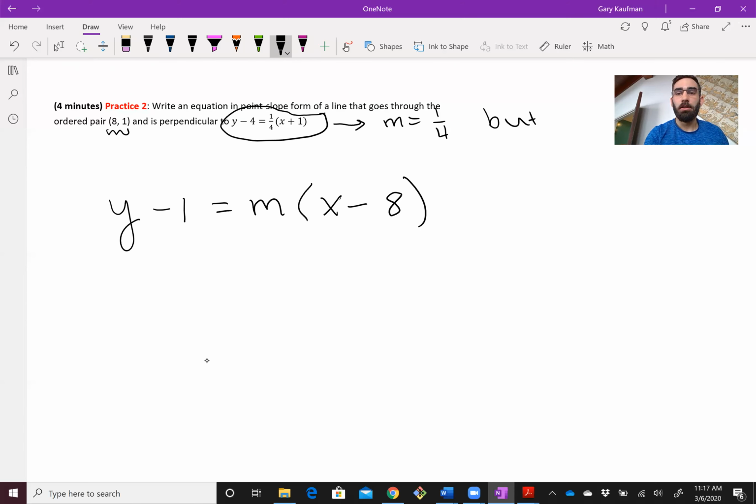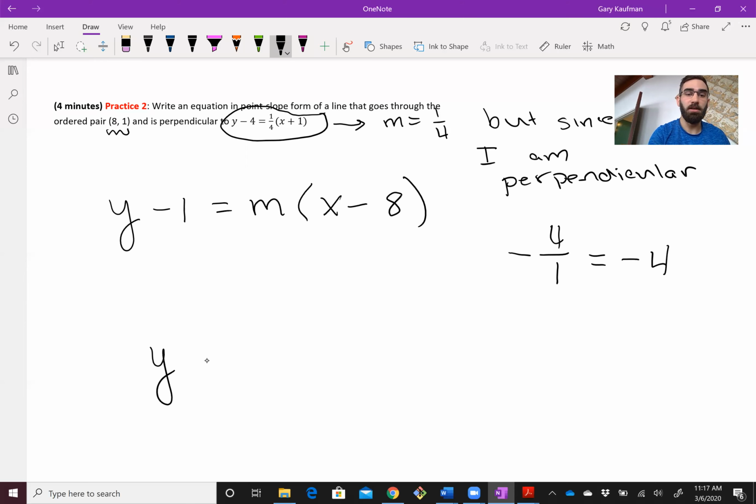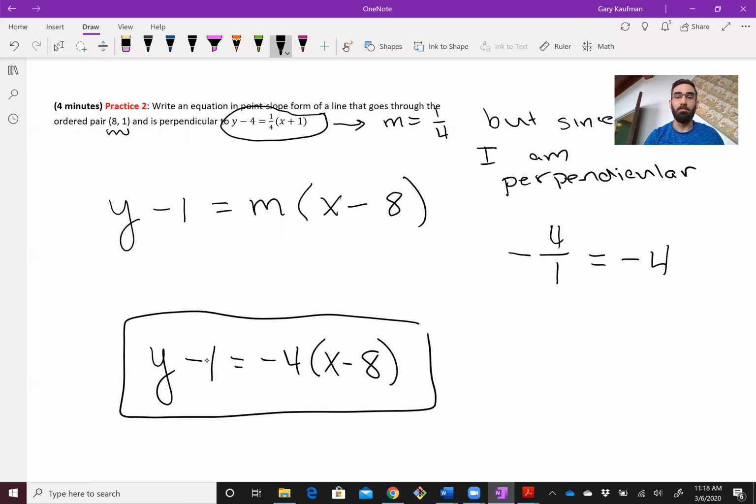But since I am perpendicular, I need the opposite, so positive to negative, and the reciprocal, 1/4 to 4 over 1, which is just -4. Let's plug that in. And here is my equation. Let's go on to practice 3.